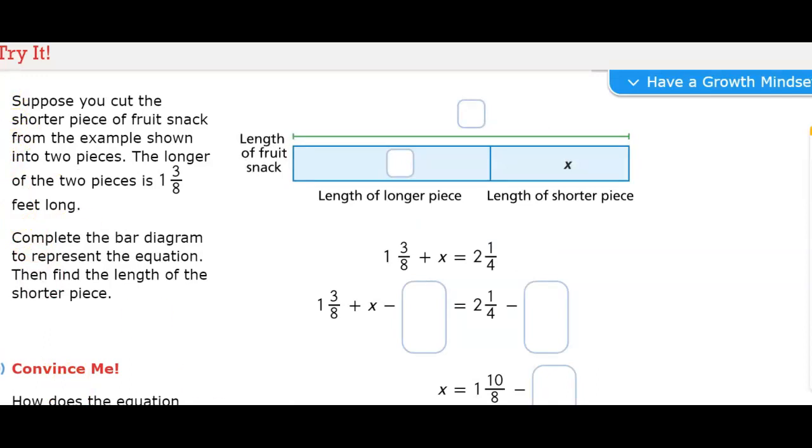Suppose you cut the shorter piece of fruit snack from the example shown into 2 pieces. The longer of the 2 pieces is 1 3/8 feet long. Complete the bar diagram to represent the equation. Then find the length of the shorter piece.